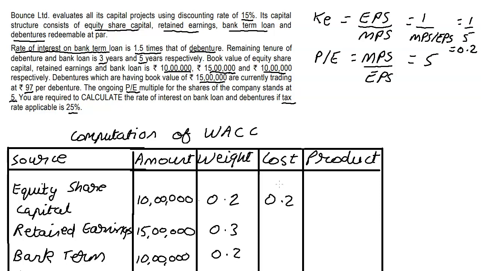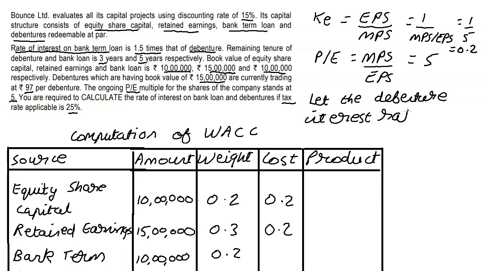In the absence of any information, retained earnings at the end of the day belong to the shareholders, so the same cost applies to retained earnings. Now, as far as the bank loan is concerned, we don't have enough data, and they've simply told us it is 1.5 times that of the debenture. What is the debenture rate? We don't know. So let the debenture interest rate be X. Now we will use our formula for KD to try and isolate the value of X.